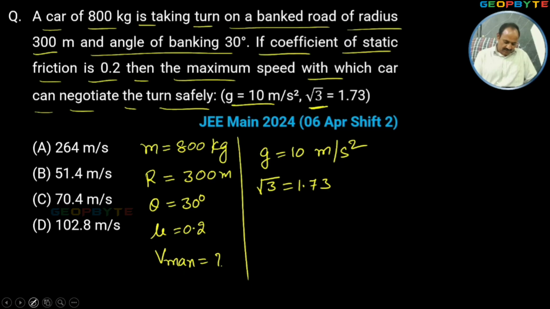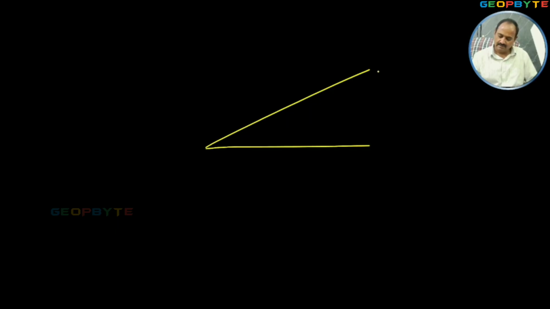For that, let us mark the road in the curved path. The outer edge is always at the high level compared to the lower edge. This is the base. This is the outer edge. This is the angle of banking. This kind of road is called a banked road.